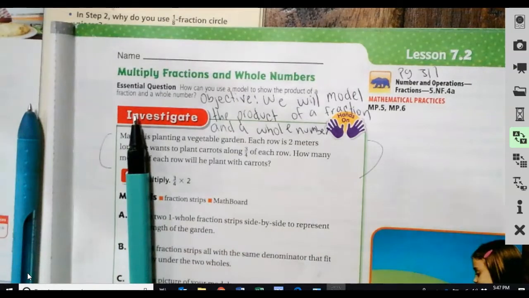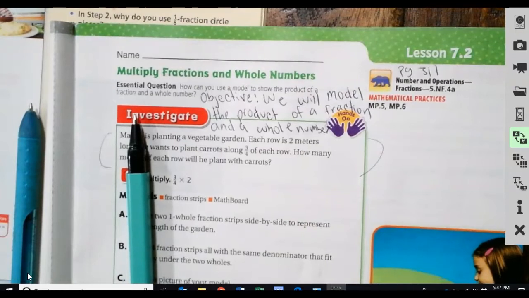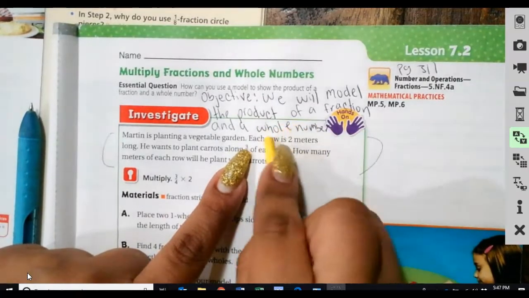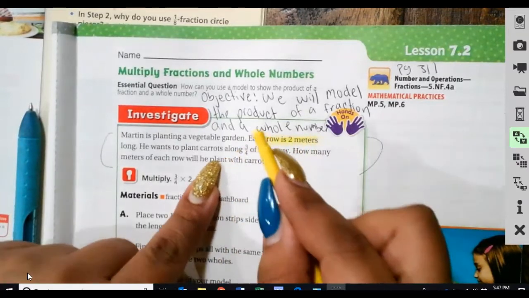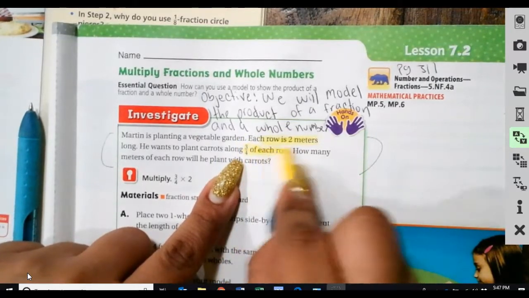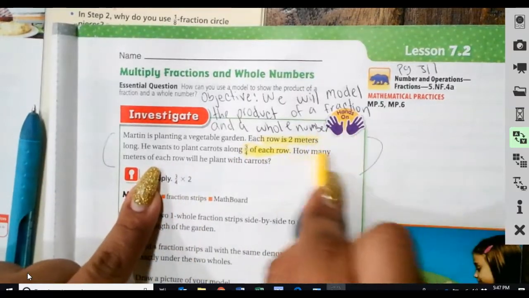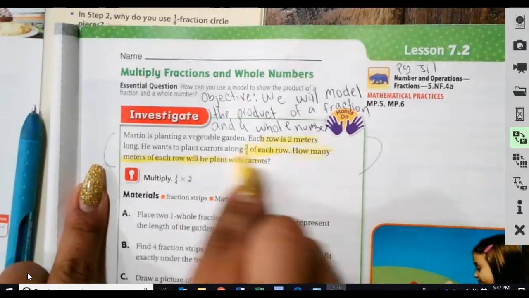So remember that when we are reading a word problem, you need to highlight the important information that you're going to use. So in this case, we have each row is 2 meters. So this is important, right? Each row is 2 meters long. And he wants to plant carrots along 3/4 of each row. So 3/4 of each row. And then the question is, how many meters of each row will he plant with carrots?